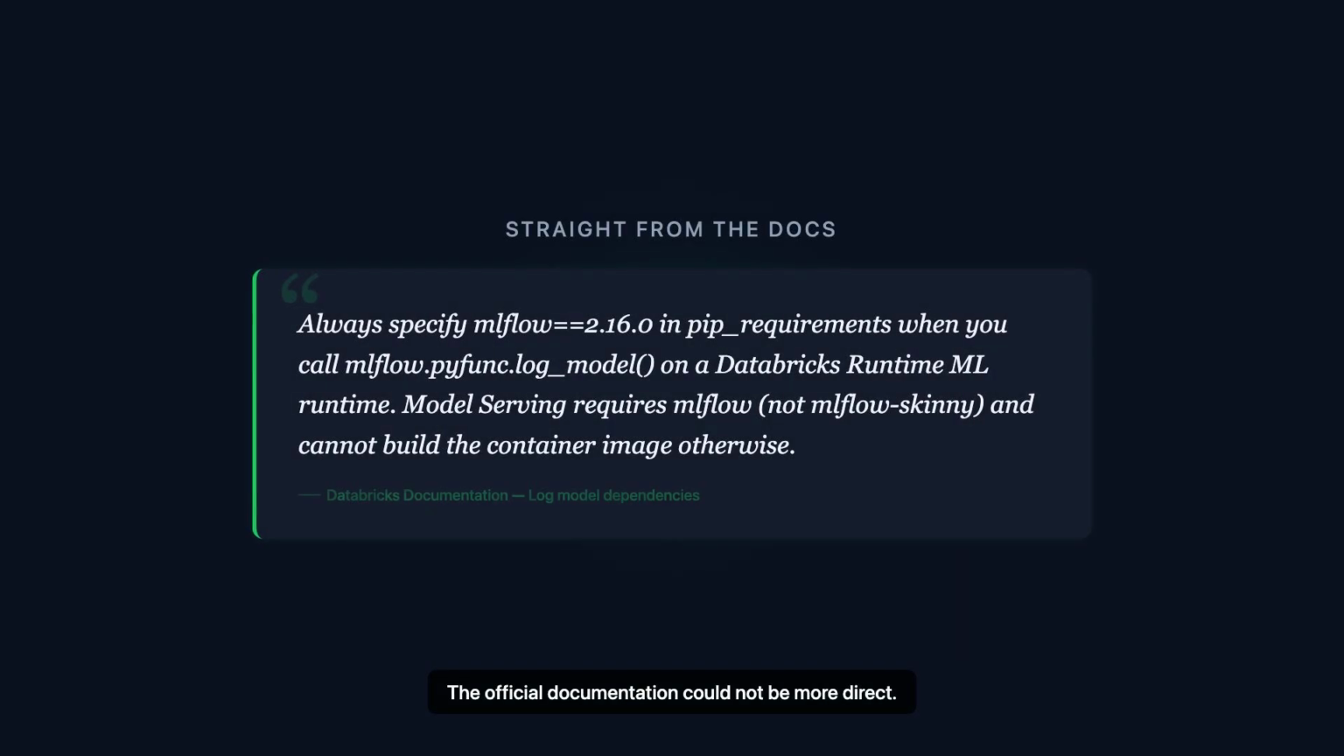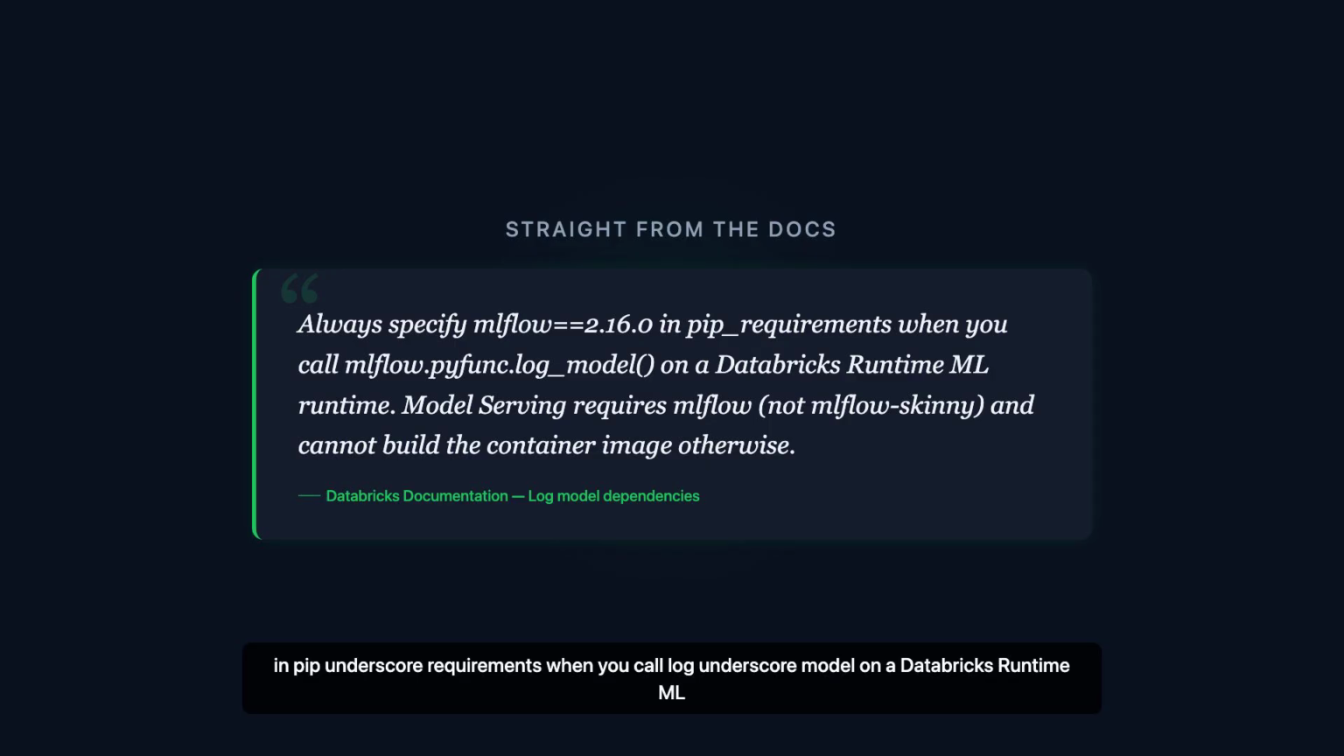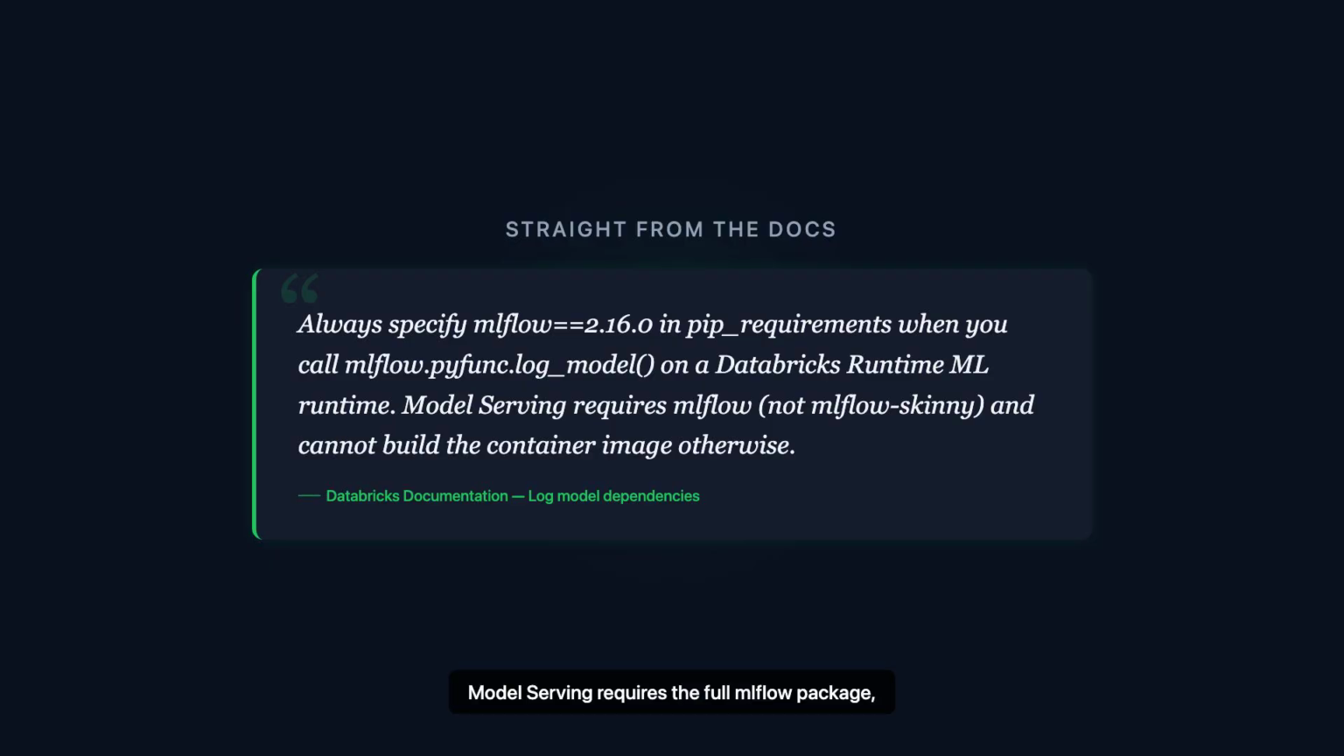The official documentation could not be more direct. Always specify mlflow with an explicit version, for example 2.16.0, in pip_requirements when you call log_model on a Databricks Runtime for ML. Model serving requires the full MLflow package, not MLflow Skinny, and cannot build the container image otherwise. If there's one production rule from this entire video worth pinning above your desk, this is the one.